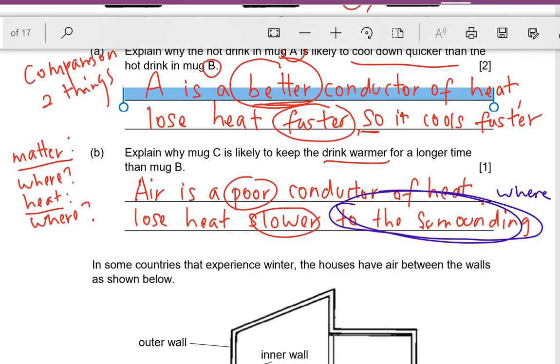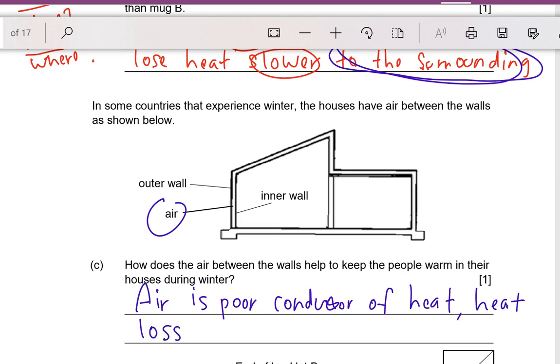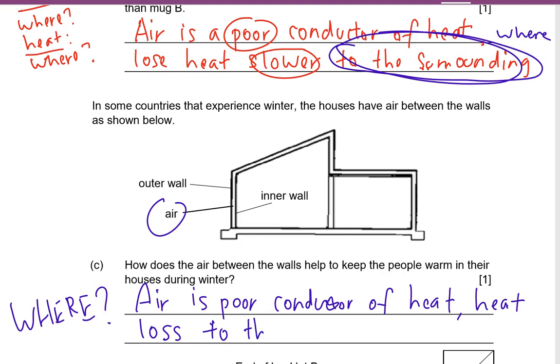Okay, last question. Same idea, you still have got the air. And why is it able to keep people warm in winter places? Similar answer. Air is a poor conductor of heat. And what happens? Heat gain is slow, right? Heat loss also slow. And when heat loss is slower, and where again, where? Again, I have to emphasize this all the time. Where? Your heat loss goes to where? Heat loss to the surrounding is slower.